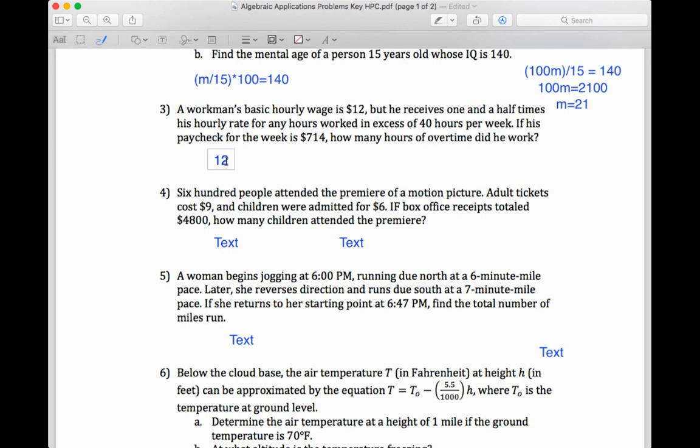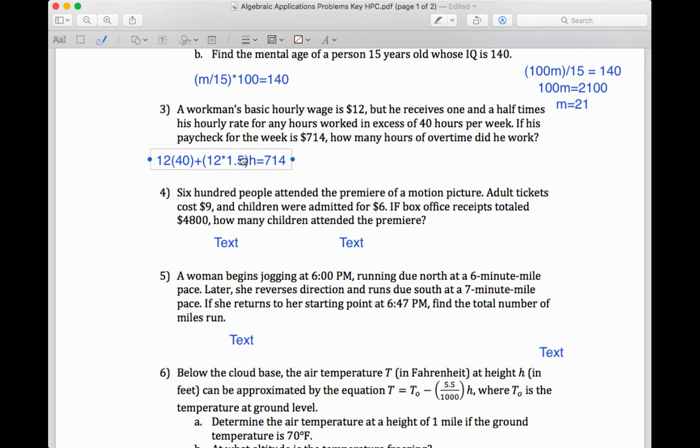I know for the first 40 hours, this person's earning $12 an hour. We have to add to that what they're making for those overtime hours. So it says that he's earning 1.5 times his hourly rate. Well, if his hourly rate is 12, we take that and multiply by 1.5. And then that's going to be multiplied by however many hours of overtime he worked. I know in this specific situation, I'm solving for the number of overtime hours it took for him to reach $714. So here's the equation I'm looking at.